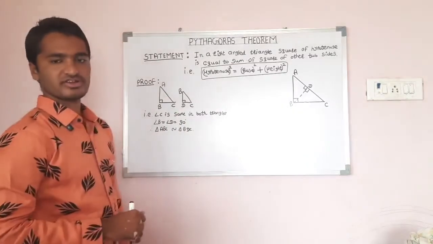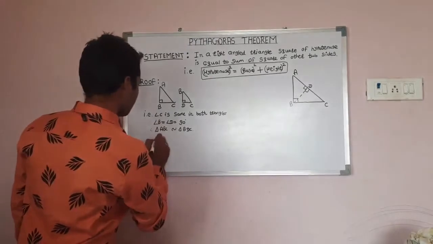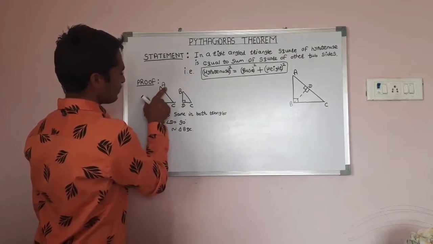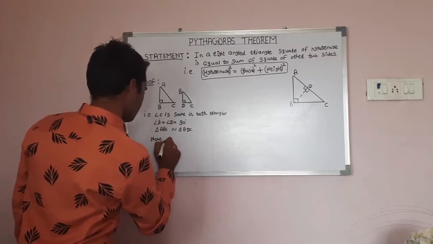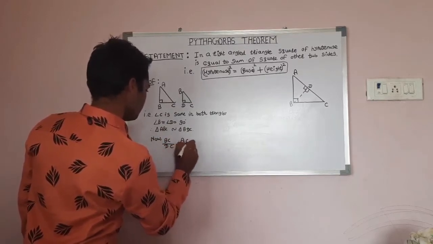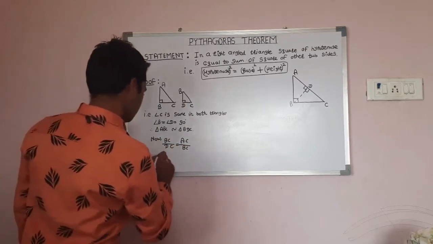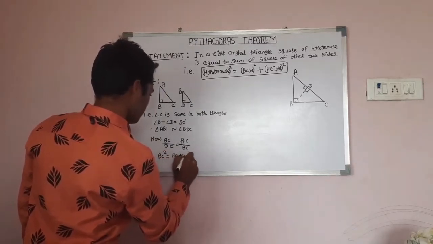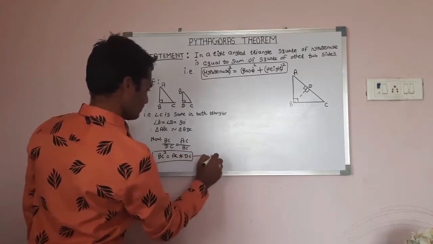As you know, if two triangles are similar, then we can take the ratio of the corresponding sides. Therefore, we will take the ratio of BC upon CD is equals to AC by BC. Now, BC by DC is equals to AC by BC. After cross multiplication, we will get BC square is equals to AC into CD. This is our equation 1.